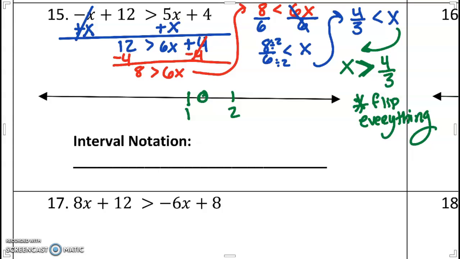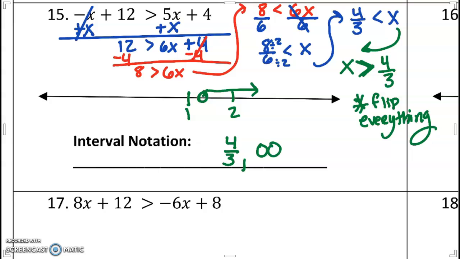So, does this point left or right? Right. I gave it an open dot. Why? Because it is not equal to anything. I need interval notation. What number am I on? 4/3. Does it point towards positive infinity or negative infinity? Positive. And that goes to the right, yeah?